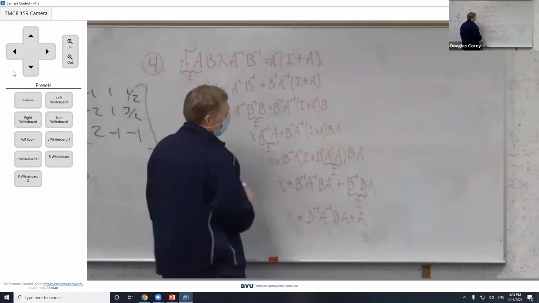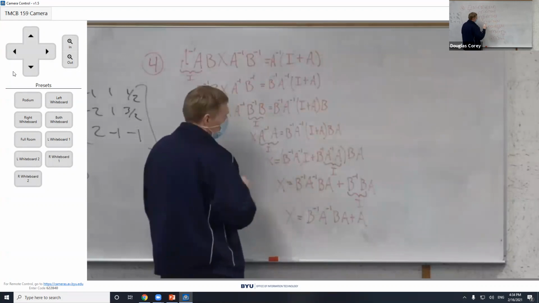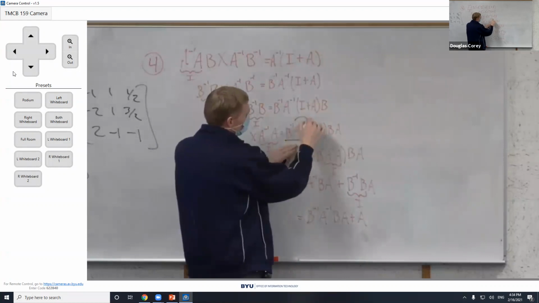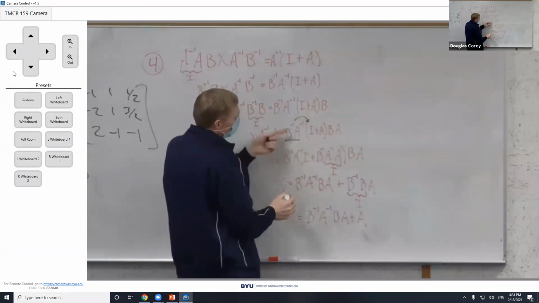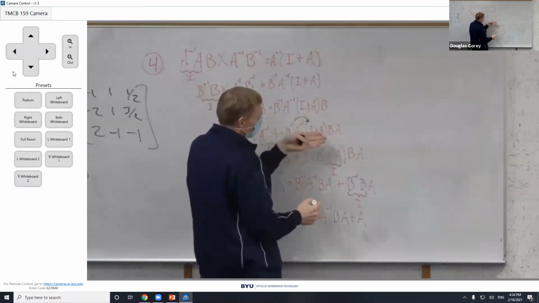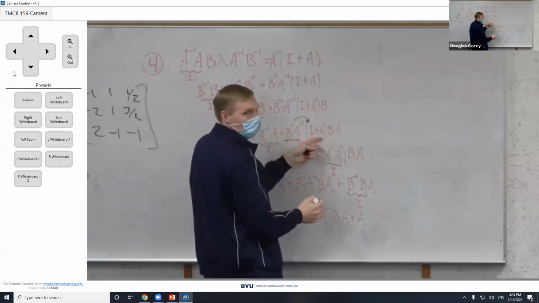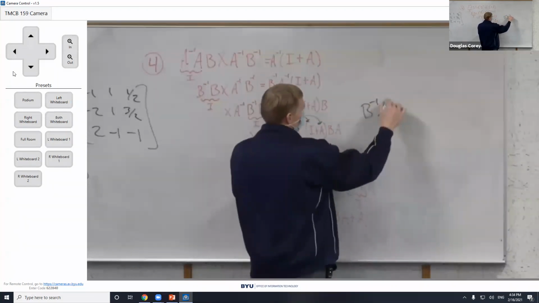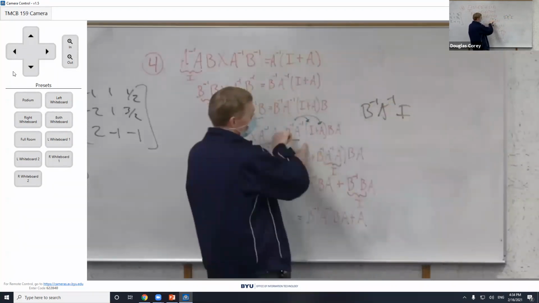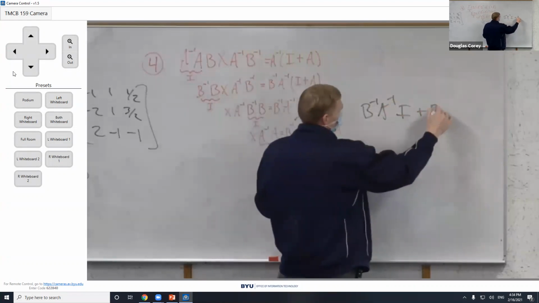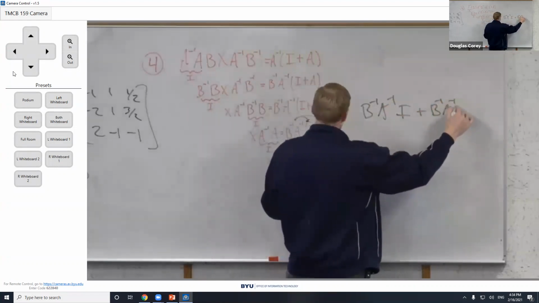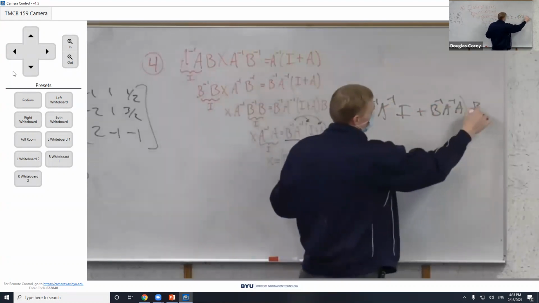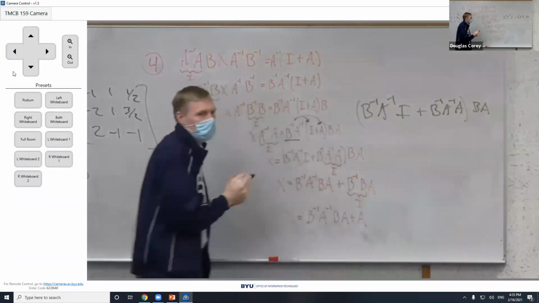And we can distribute this B times B inverse times A inverse in. But that B inverse times A inverse, we have to be sure to keep on the left-hand side of each of these. We're doing left distributive. So it's going to be B inverse A inverse times I, plus B inverse A inverse times A, and then we still have the BA.